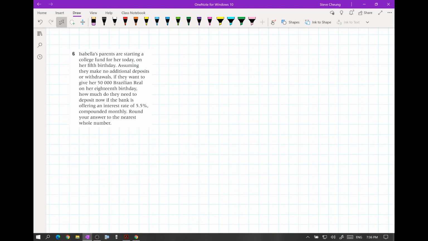Okay, let's look at this question. So we have a college fund started by Isabella's parents on her 5th birthday. So just one time deposit. And then they want her to receive 50,000 real by her 18th birthday. So if you think about the 5th to the 18th, right, this would be 6, 7, 8th birthday. So therefore, if this is 3 times, from here to here, that's 10 times, right? So we know that means that it's going to stay in the account for 13 years.